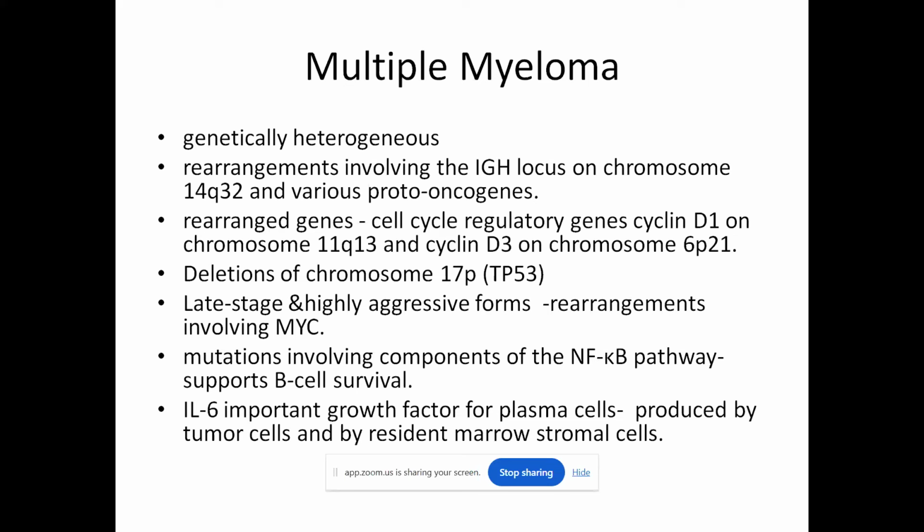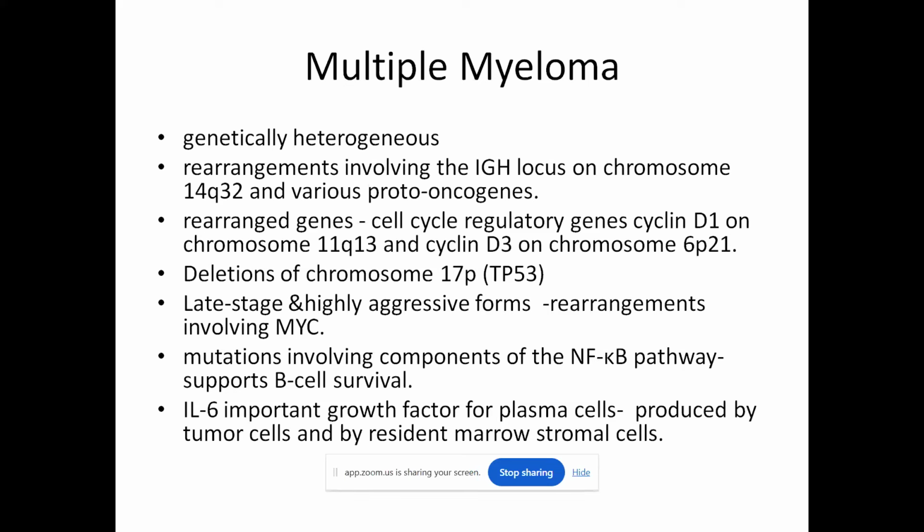So here also, what is the genetic abnormality producing multiple myeloma? Here, gene rearrangement in the IGH locus on chromosome 14q32 and other proto-oncogenes produce the genetic abnormality. Here the rearranged genes like cyclin D1 and cyclin D3 on chromosomes 11 and 6 can be deranged, and deletions of 17p, and in aggressive late stages, involvement of MYC and NF-kB to support B cell survival, all these are mutated. And one more thing is interleukin 6.